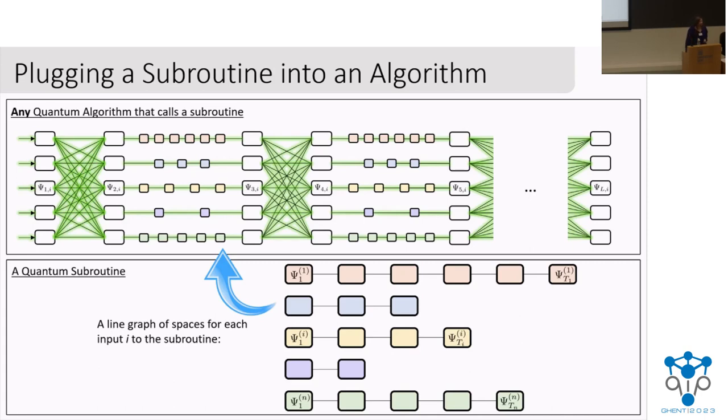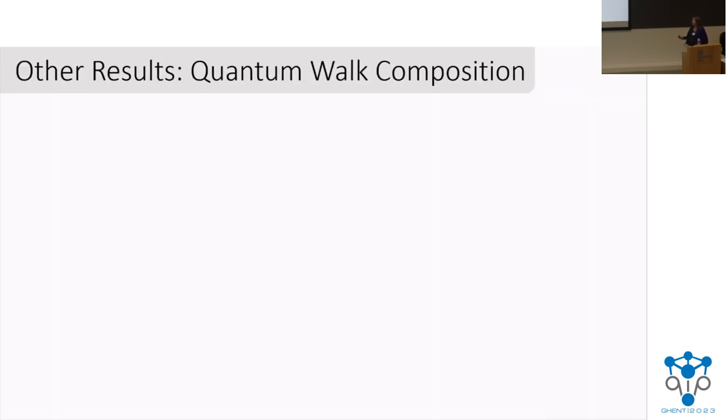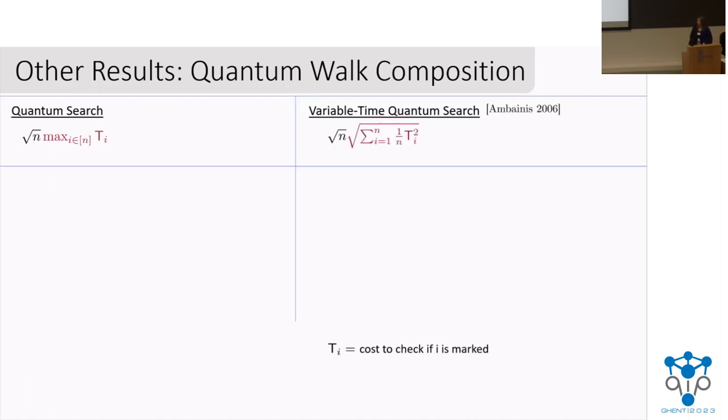And in my last minute, I would like to now state, in not a lot of detail, our quantum walk composition result. So first, something that probably everyone is familiar with. If you want to search n elements for a marked element, the complexity looks like this, where if Ti is the cost to check if the ith element is marked, naively we take a max over these. Often there's no variation in the Ti, and so we don't write it like this, but this is what you would naively get from Grover's algorithm. But it's known that this maximum can be replaced by an L2 average using something called variable time quantum search. And our quantum walk composition results are just generalizing this to quantum walks.